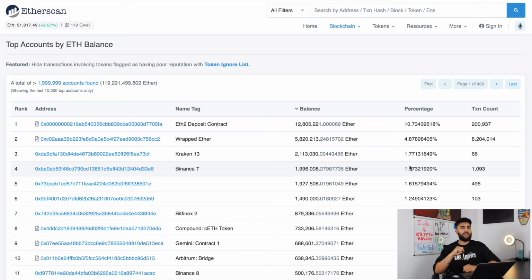It means we're not going to get any unsuspecting whales just dumping coins on us, and it also shows if a coin is truly decentralized like they try to say they are. Okay, so now how do we check other coins for similar data? Well, it's a really easy process.